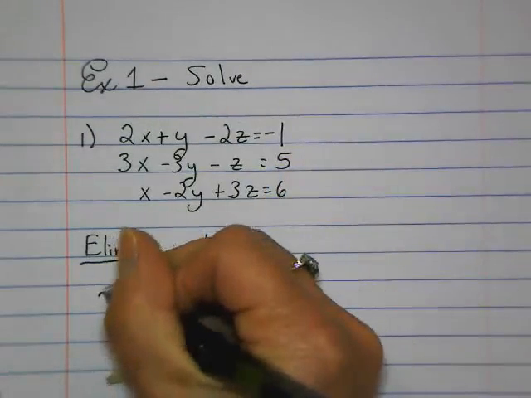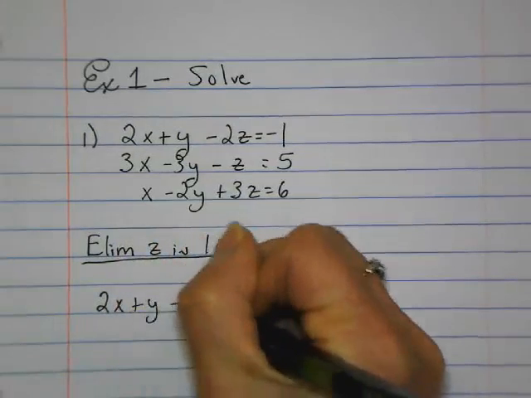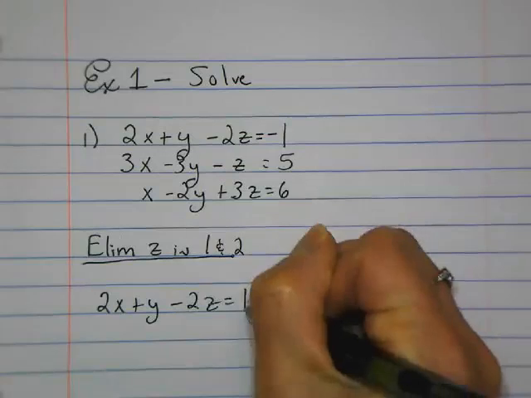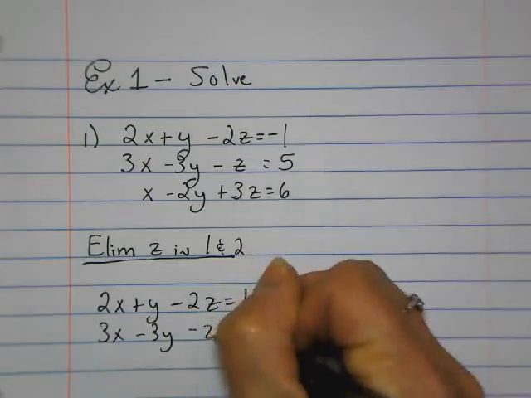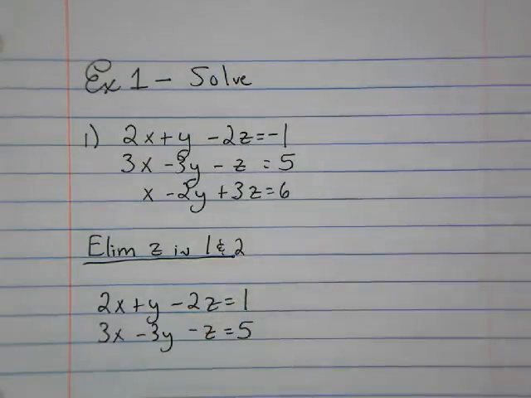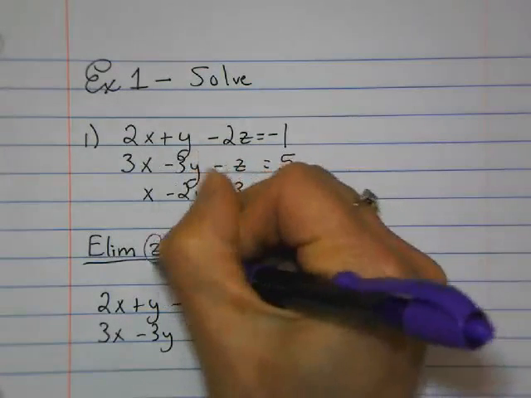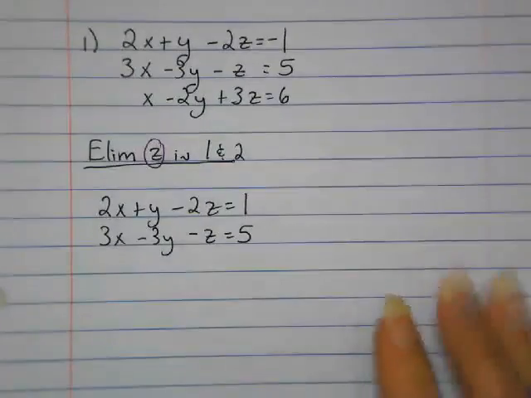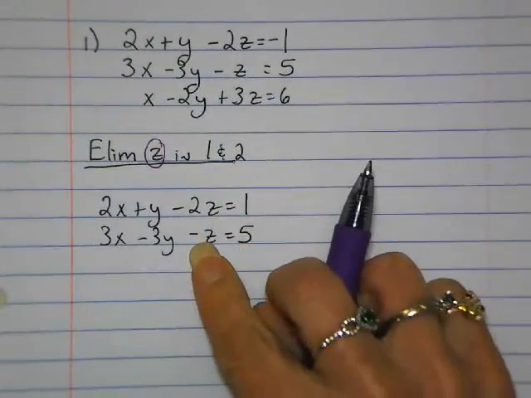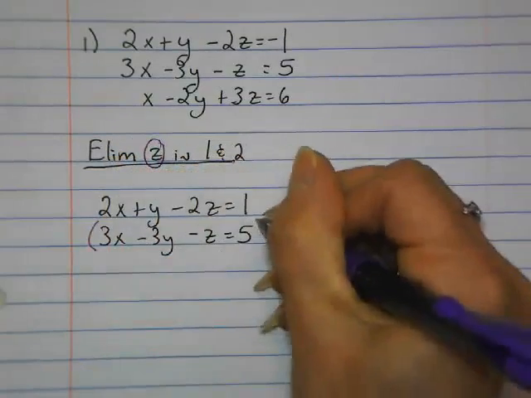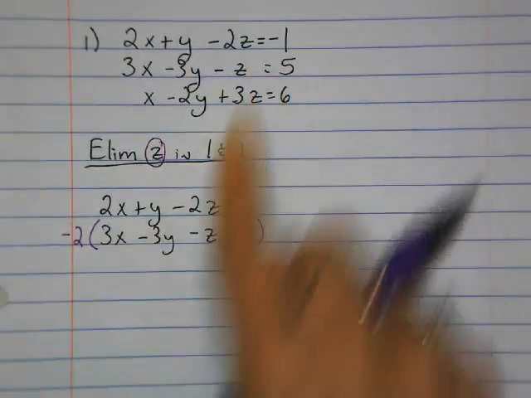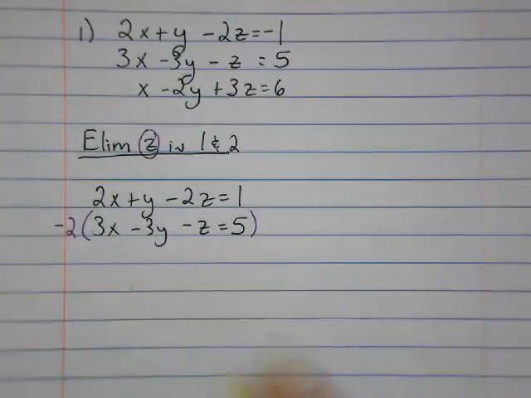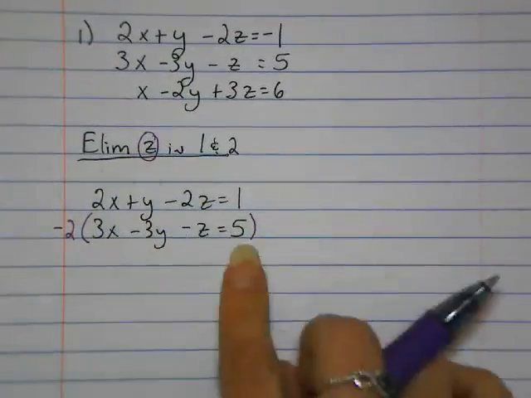So I have 2x plus y minus 2z equals 1, and 3x minus 3y minus z equals 5. So I've decided to eliminate z. I want this to become a positive 2, so I'm going to go ahead and multiply that second equation by negative 2. Now again, some people like to do this as they write it down. That's a preference thing. I'm showing you all the steps today.